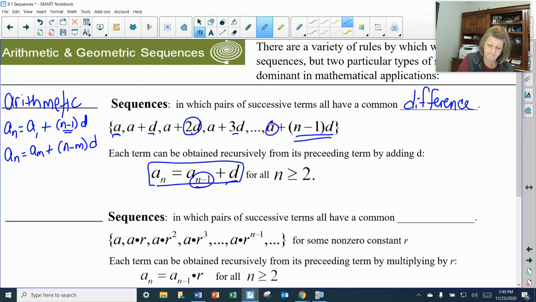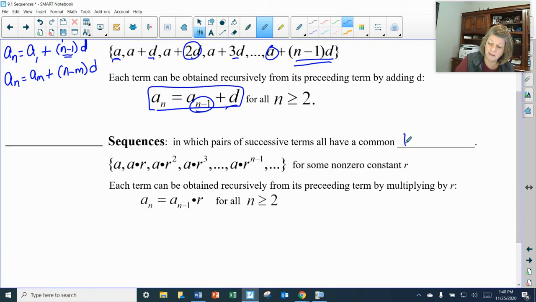Okay. The other type of sequence that we commonly work with are the ones that we multiply by a certain number to get to the next, and that's a common ratio. These are called geometric sequences. Geometric sequences are those in which pairs of successive terms have a common ratio. The easiest way to find that common ratio is to take the term from the right and divide it by the term on the left, and that should get us the r. Each term can be obtained recursively from its preceding term just by multiplying by that common r.